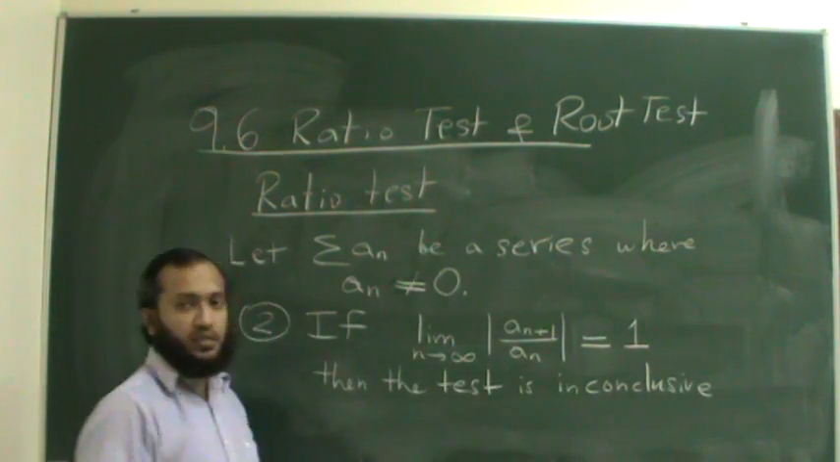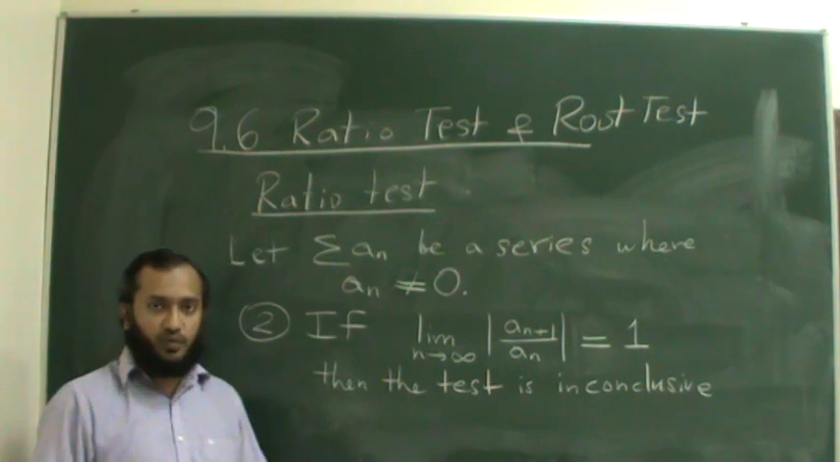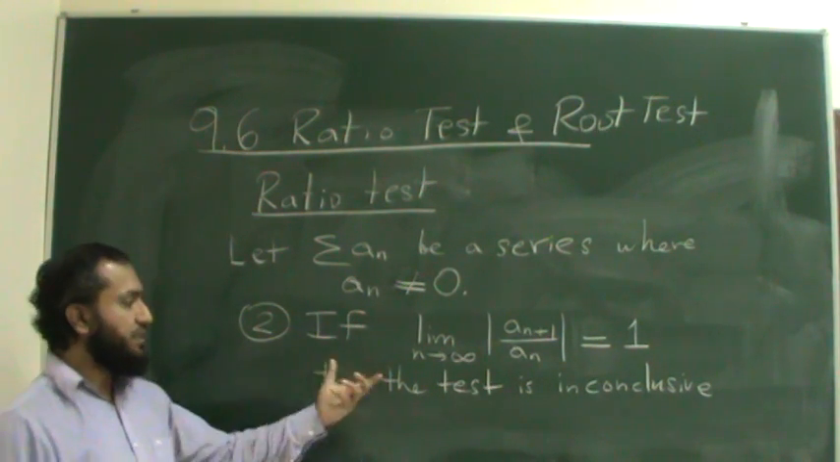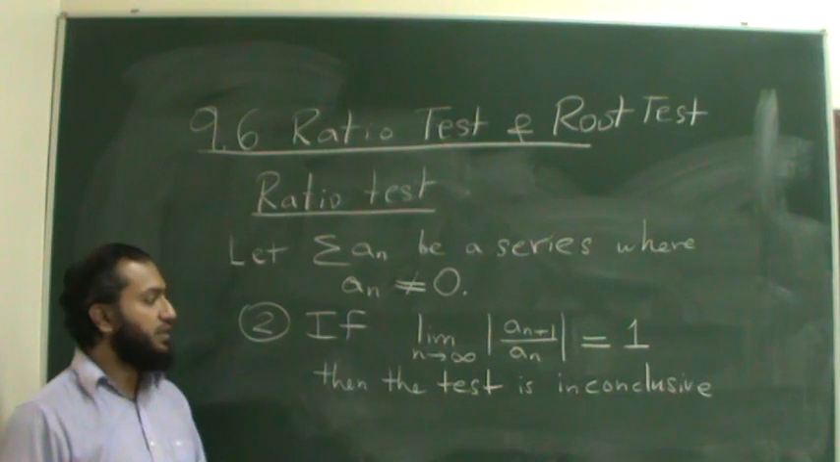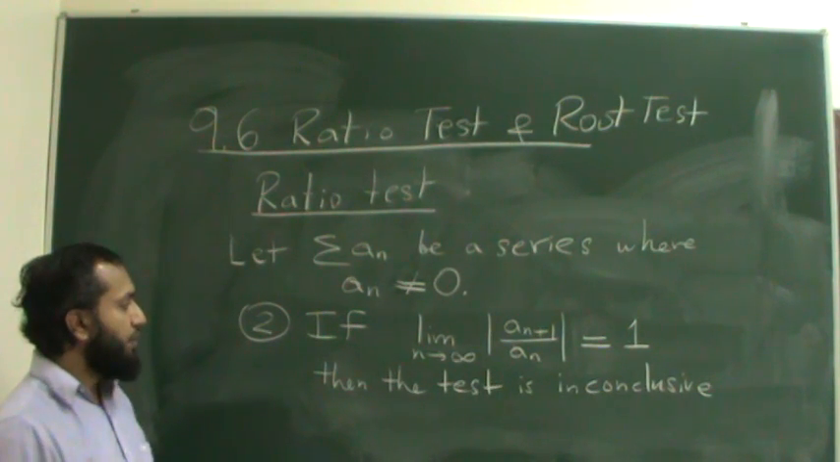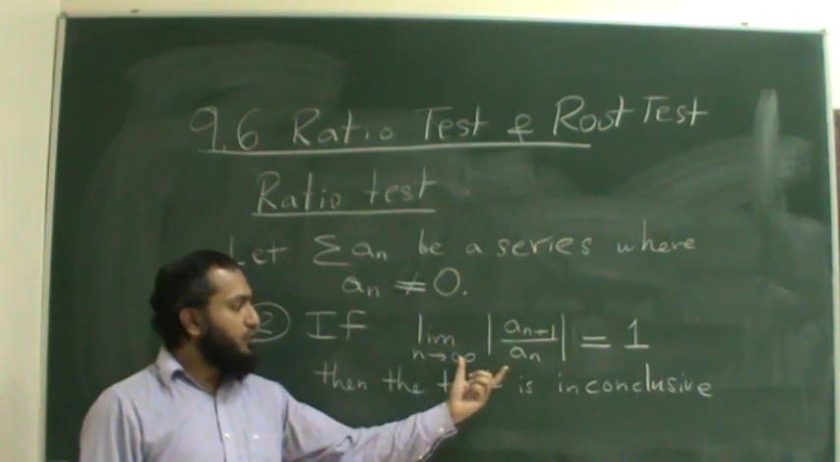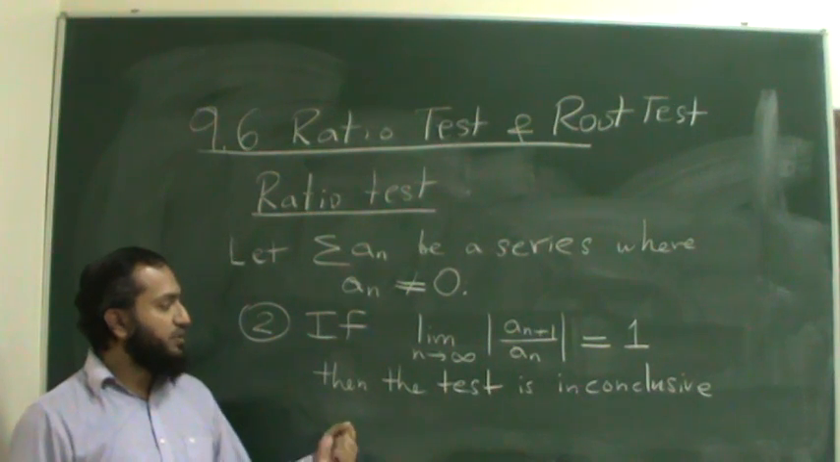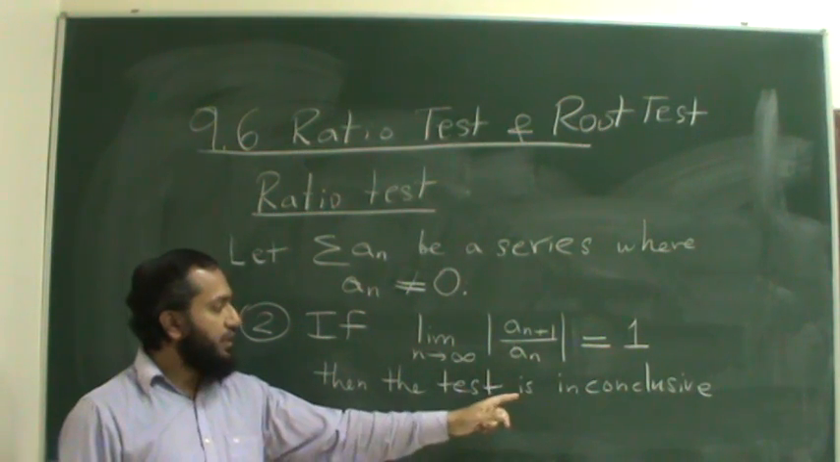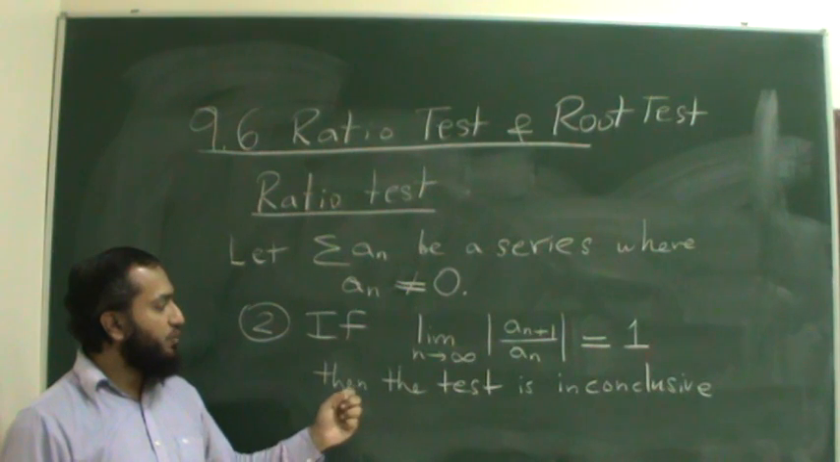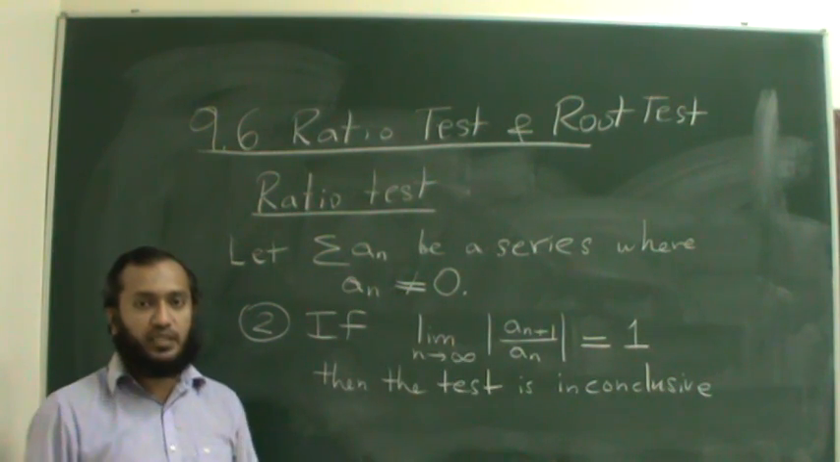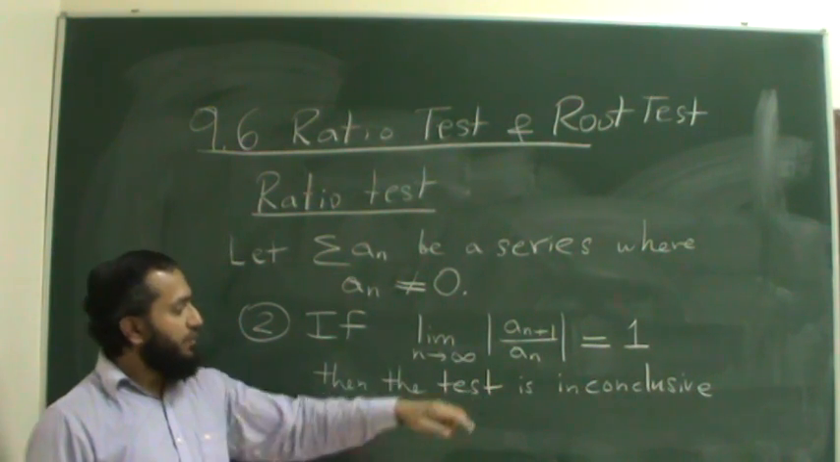What do we mean by that? Meaning the series could converge, could diverge. The test cannot tell us that if the limit happens to be 1. Okay. I will do the proof of this later, or we might do it in worksheet. But I want you to intuitively understand why this limit is giving you an indication of the convergence.